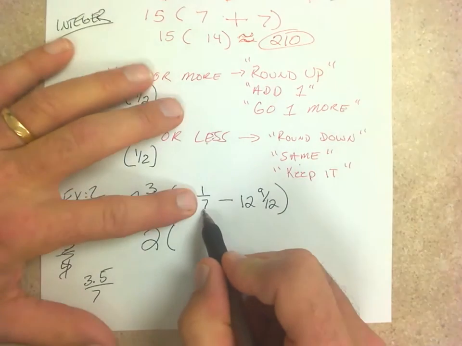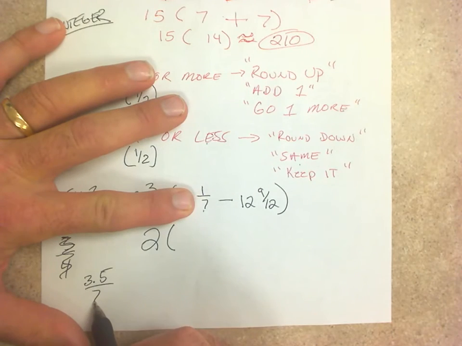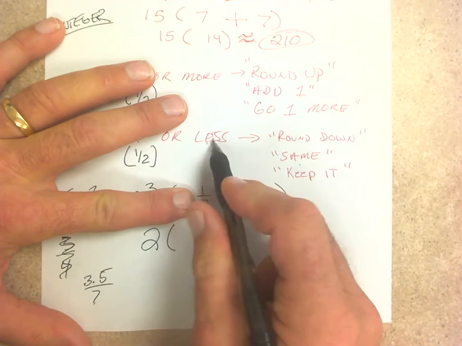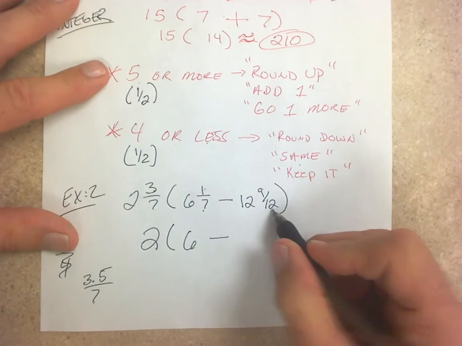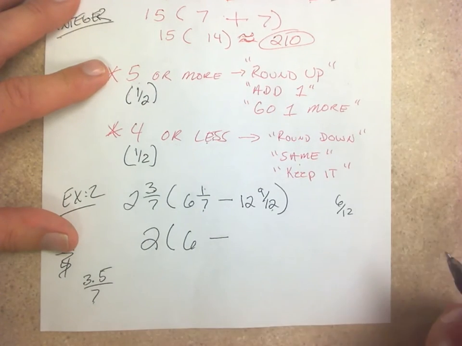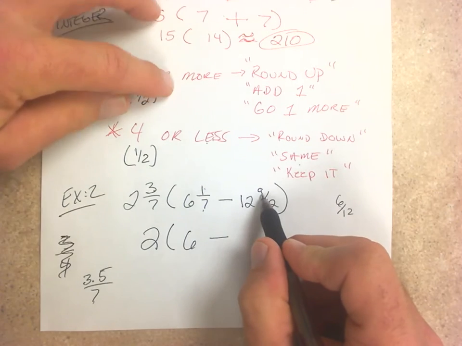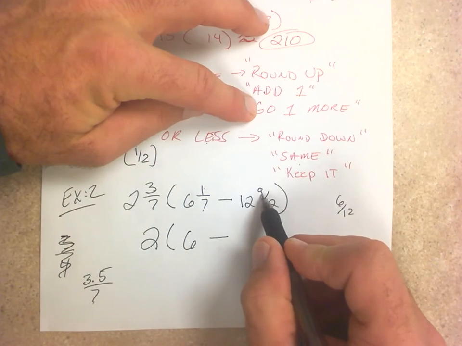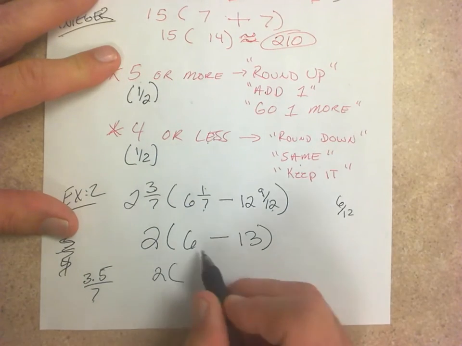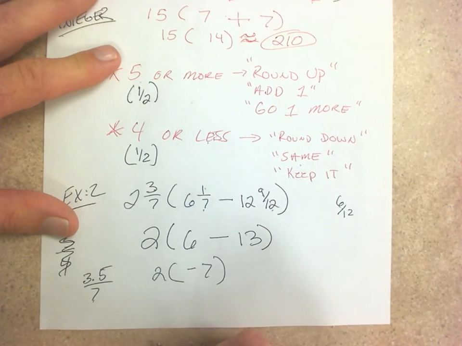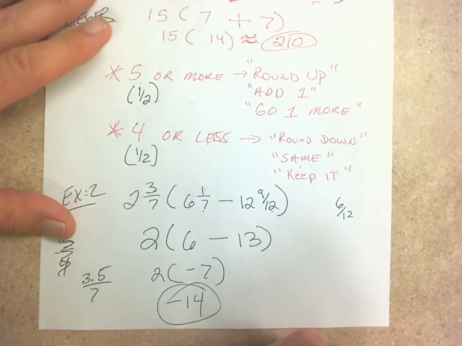Again, same setup. Half of 7 is 3.5. 1 is definitely less than that, so we're going to keep it the same. Half of 12 is 6. 9 is more than that, so we get to add 1 more, so this is going to go to 13. So now we got 6 minus 13, which is -7. 2 times -7, which is -14.